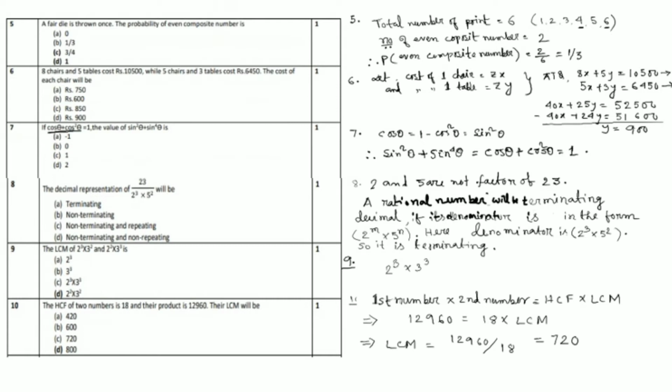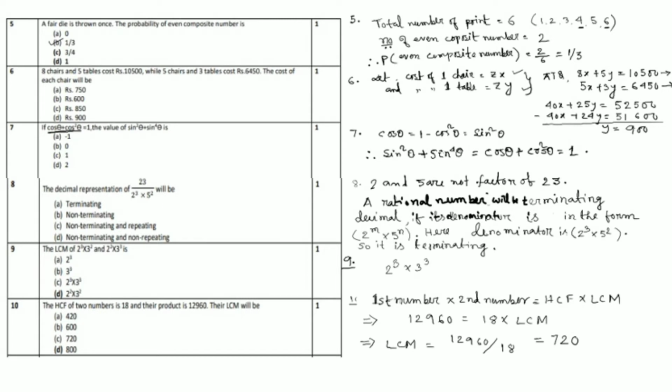It will be option B. Next, question number 6. 8 chairs and 5 tables cost rupees 10,500, while 5 chairs and 3 tables cost 6,450. The cost of each chair will be what? Okay. Let us suppose the cost of one chair is equal to rupees x and the cost of one table is equal to rupees y.